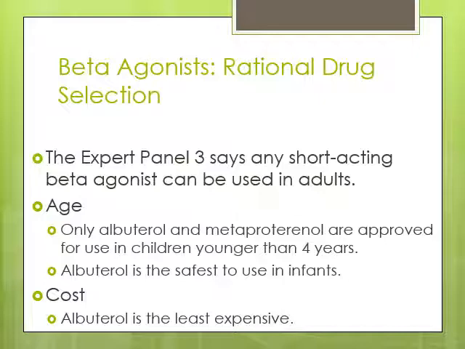Levalbuterol is labeled to be used in children older than age 4, and the guidelines indicate that it should not be used in children younger than age 4. With that being said, a good rule of thumb is albuterol is probably the one that you'll see used more in practice, and it's probably a little bit safer as far as the age range. Also, albuterol is the least expensive, so albuterol is usually the one that keeps coming to mind when you're considering what medication you're prescribing.